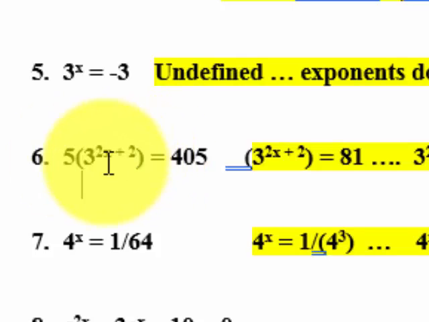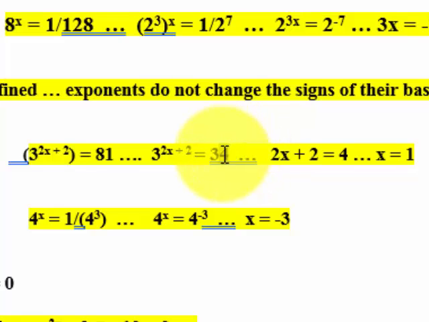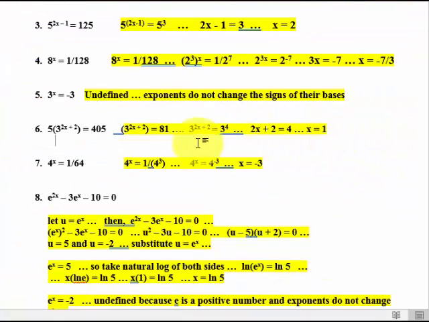Number 6, you'll notice that you have a factor out here, 5, that isn't really part of this term that has the exponent in it. So what we're going to do is divide both sides by 5 first. That allows us to drop that 5, and that comes out to be this. So we're going to turn 81 into 3 to the 4th. And so the bases are the same. So we have 2x plus 2 equals 4. So therefore, x has to equal 1.